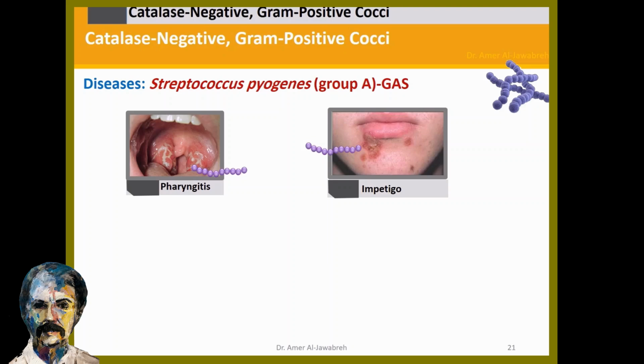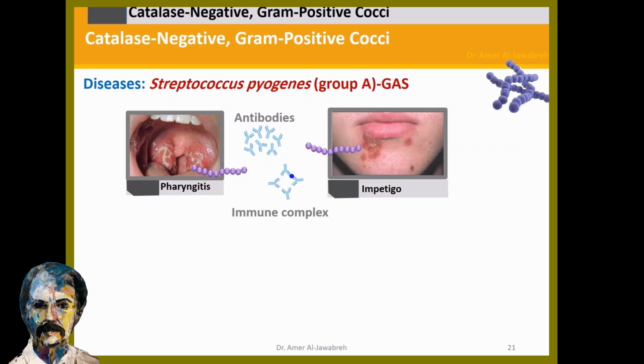We have impetigo, and impetigo looks like the one which we talked about in staphylococcal infections. We have staphylococcal impetigo and we have streptococcal impetigo, both. So in order to differentiate between them, we have to isolate the bacteria in the lab. Otherwise, it might be a little bit difficult.